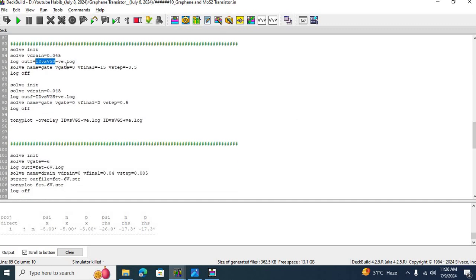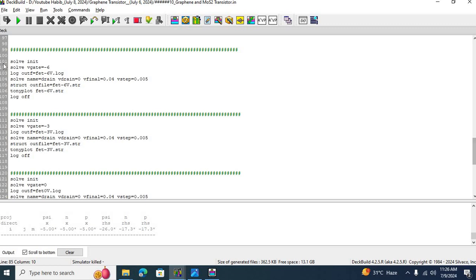So this block is going to give me the transfer characteristics of the transistor. Then I have set the gate voltage to minus 6 volts, and I'm running a sweep for the drain voltage from 0 to 0.04 volts at a step of 0.005 volts.